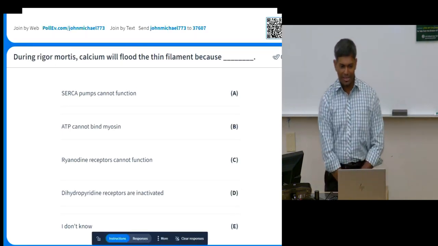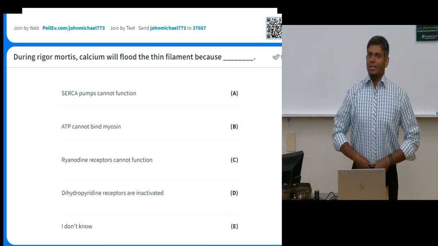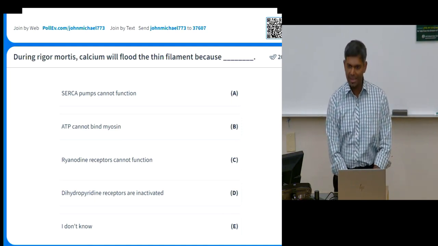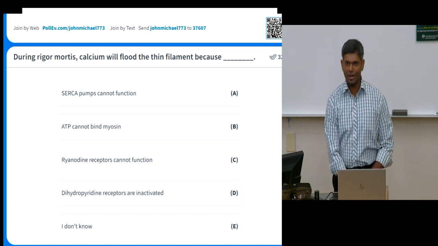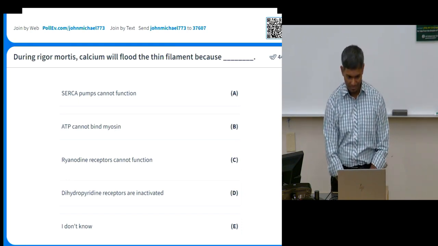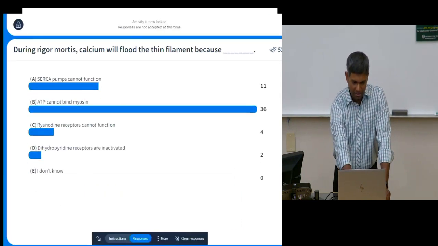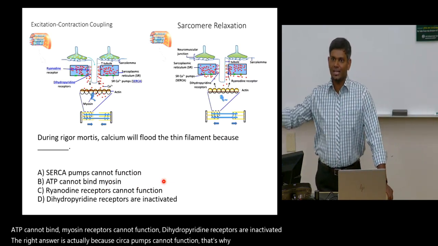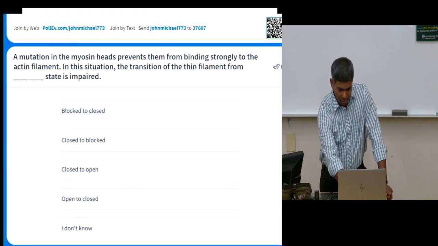During rigor mortis, calcium will flood the thin filament because of blank. Why will calcium flood the thin filament? Is it because calcium pumps can't function properly, ATP cannot bind myosin, ryanodine receptors cannot function, dihydropyridine receptors are inactivated? The right answer is actually because calcium pumps cannot function. That's why calcium is not inside the sarcoplasmic reticulum, but it starts flooding into the thin filament. Okay, let's do one last question.